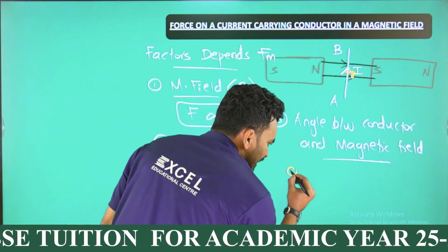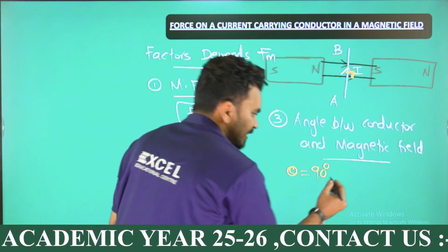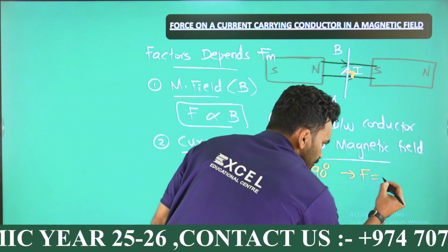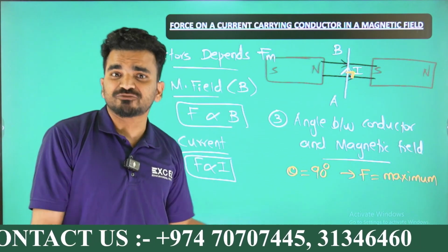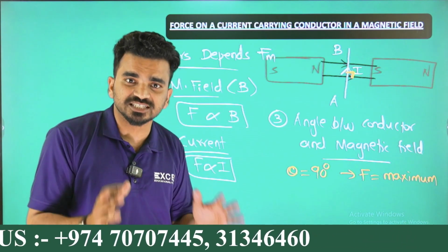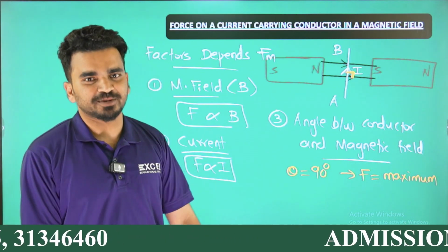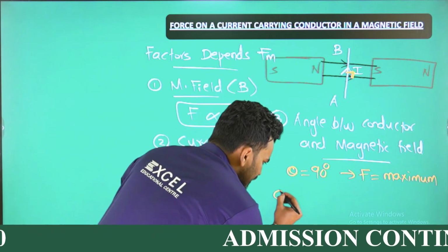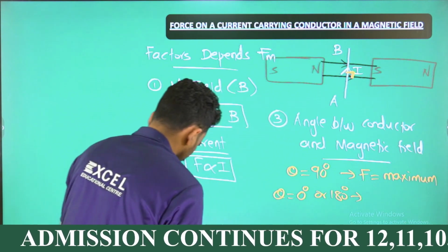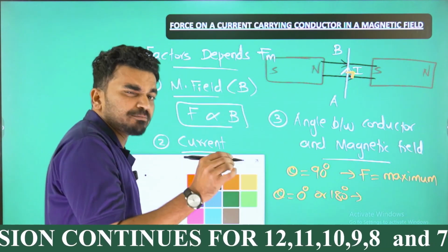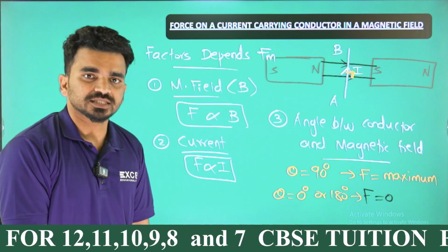Keep in your mind, when the angle is represented by theta, when it is 90 degree, then we can say the force will be maximum. In future classes, you will learn the formulas and all, but in the CBSE class 10 standard scope, we can ignore that. It is enough to know that at theta 90 degree, force is maximum. Fine. When the angle is 0 degree or 180 degree, then we can say force is minimum and the value comes 0.